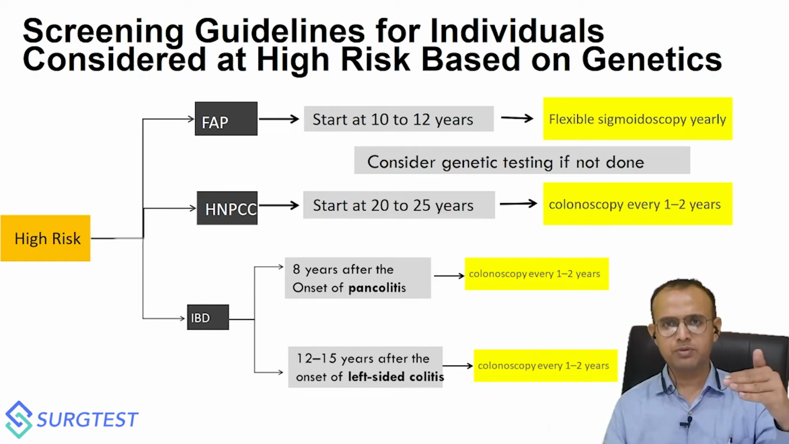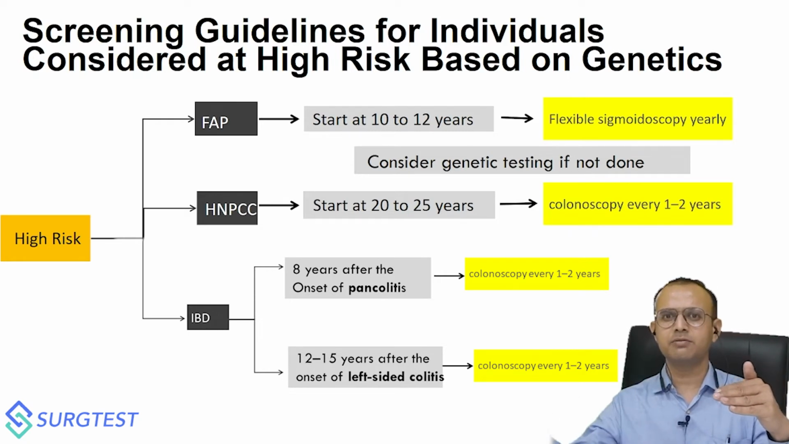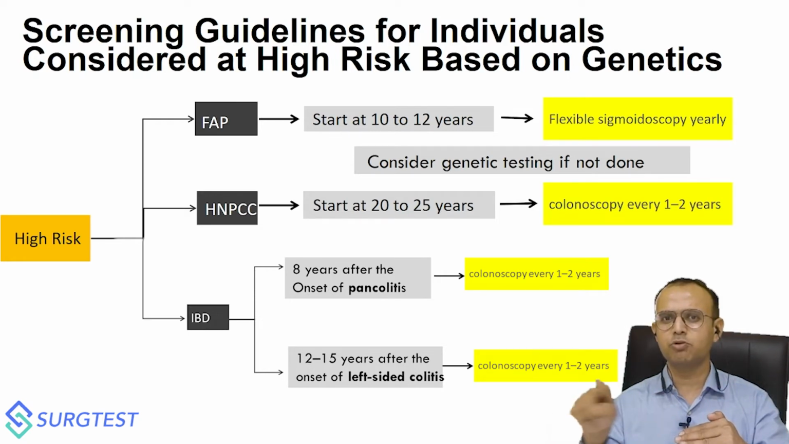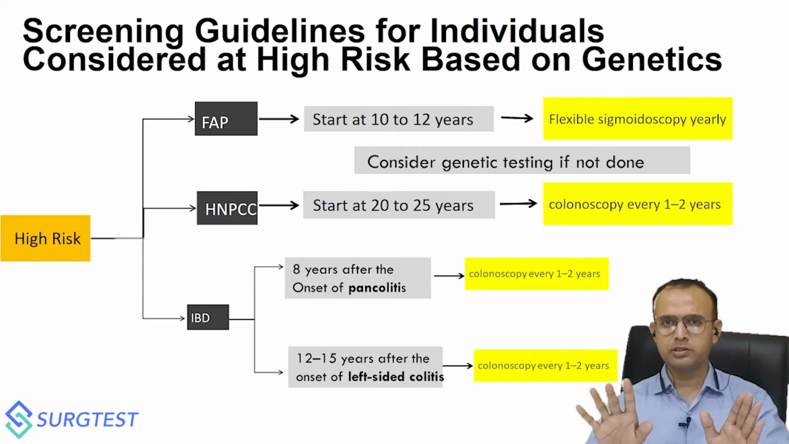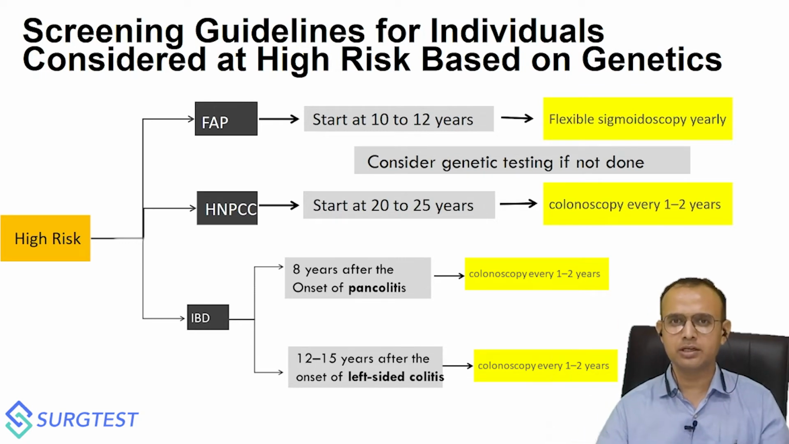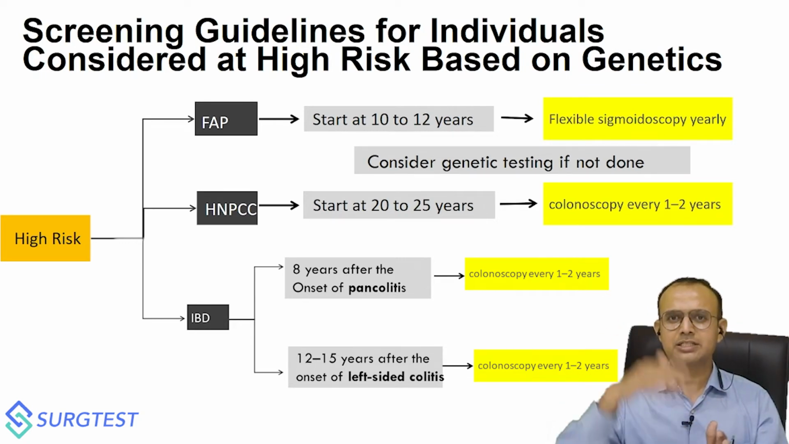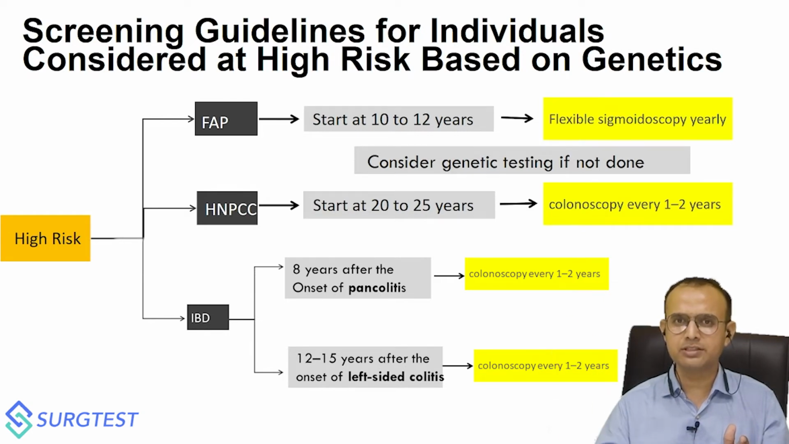If it is FAP, start at 10 to 12 and repeat yearly. If it is HNPCC, start at 20 to 25 years, every 1 or 2 years you have to repeat. If it is IBD, pancolitis or left-sided colitis: for pancolitis, till 8 years from onset, no risk. After 8 years, every 1 or 2 years. If it is left-sided colitis, till 12 to 15 years, the patient is not at risk of cancer. After 12 to 15 years of left-sided colitis, every 1 or 2 years we need colonoscopy to rule out cancer in these cases.